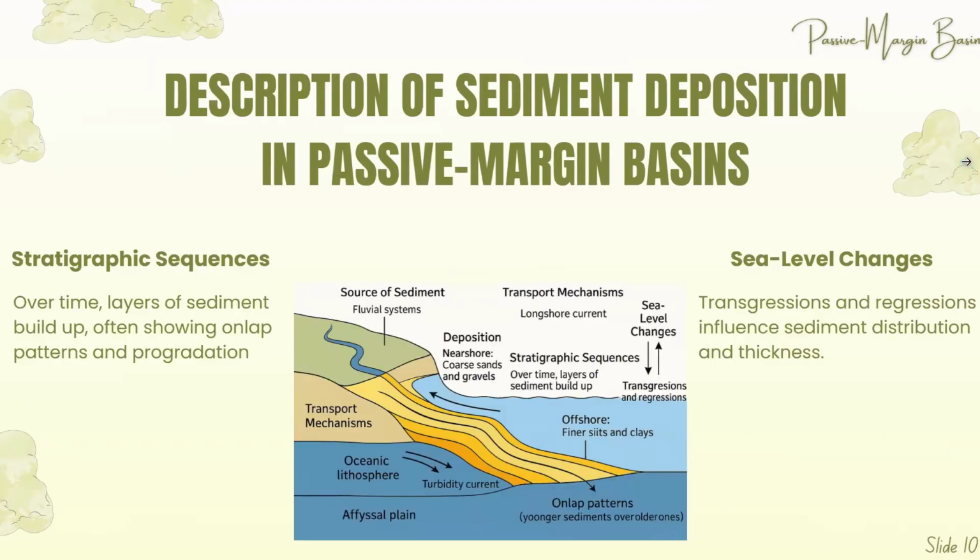Stratigraphic sequences. Over time, the layers of sediment build up, often showing onlap patterns, such as younger sediments over older ones, or progradation, that is, seaward growth of sedimentary deposits. Sea level changes, transgressions and regressions, influence sediment distribution and thickness.